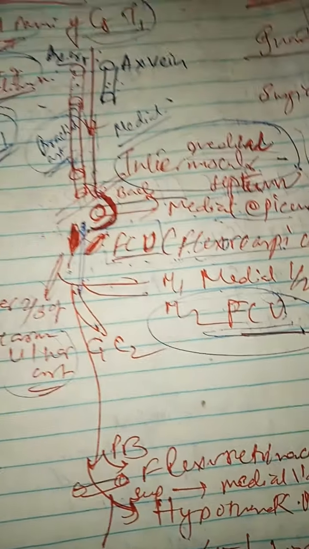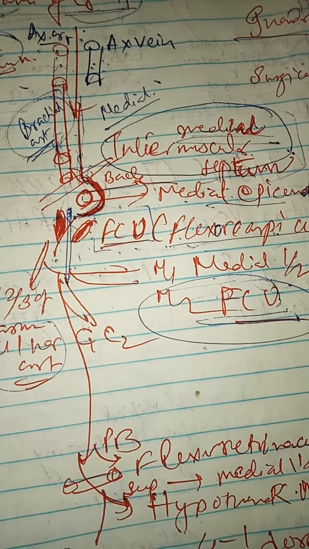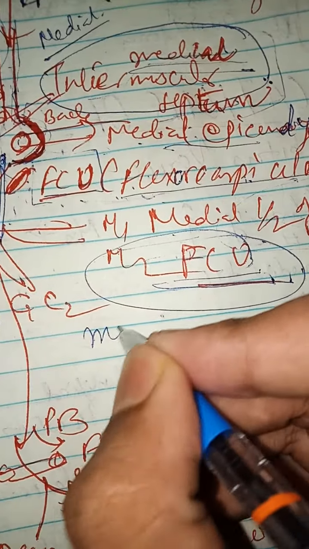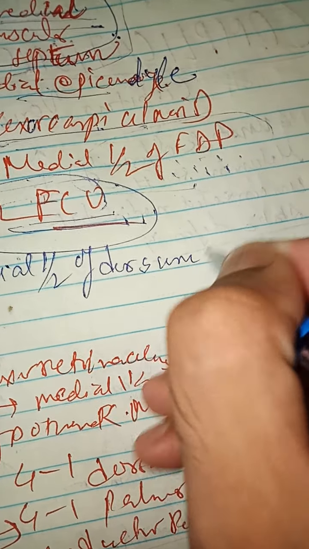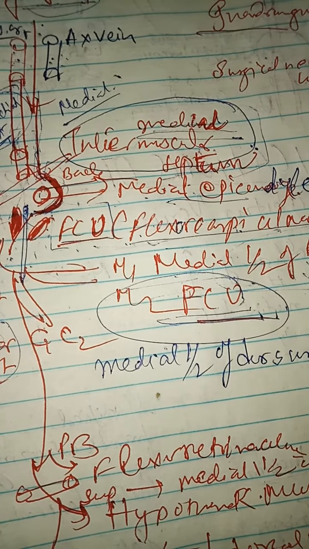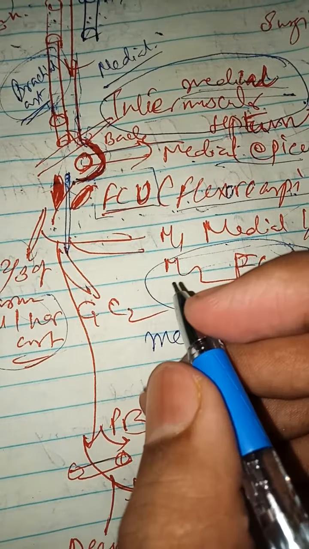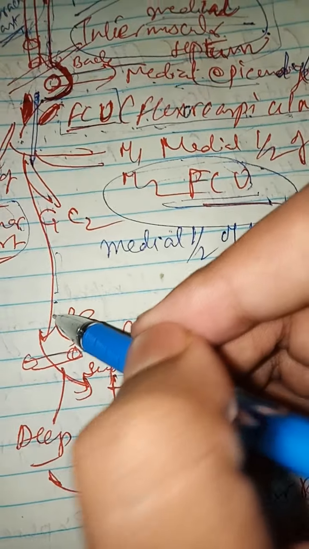Now two cutaneous branches. What cutaneous branches will it supply? The dorsal cutaneous branch supplies the dorsum of the hand, the medial half of the dorsum of the hand. Then it accompanies the ulnar artery up to the lower two-thirds of the forearm.